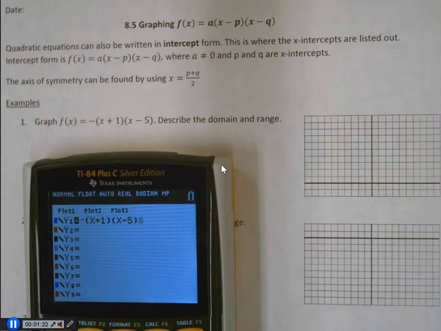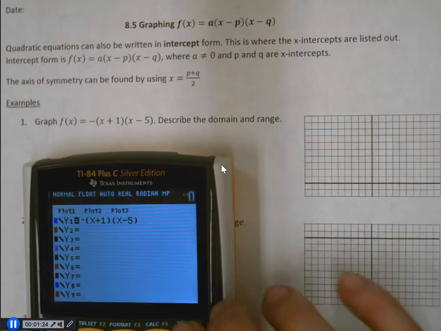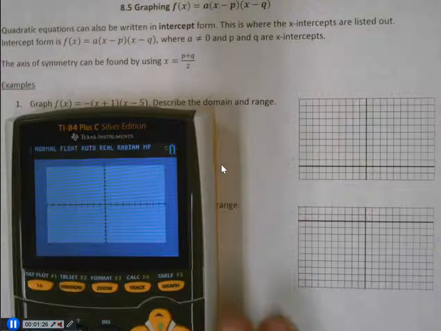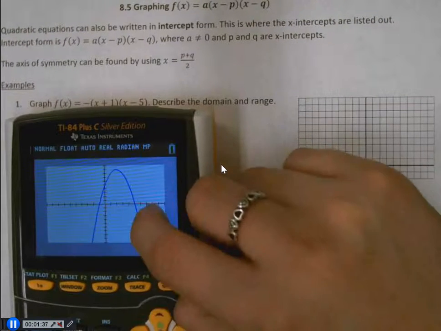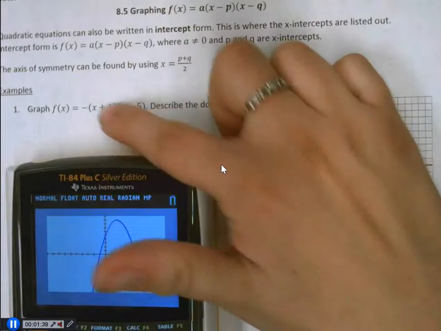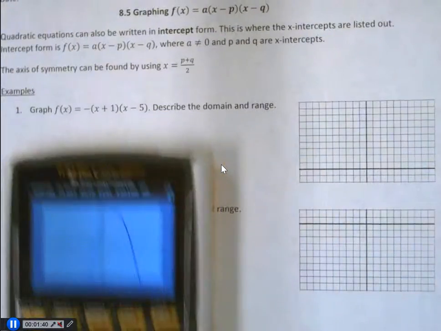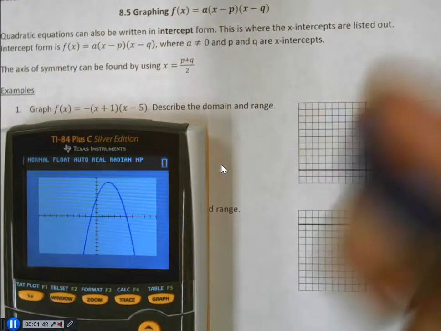Okay, so then I'm going to hit graph so I can see what this graph looks like. And I notice it's crossing at -1 and +5, which are opposite the signs of the two numbers in the parentheses. So I'm going to sketch this graph on my paper.